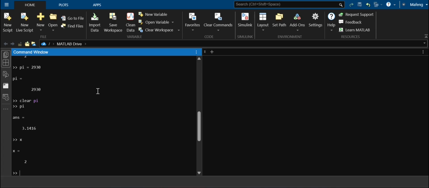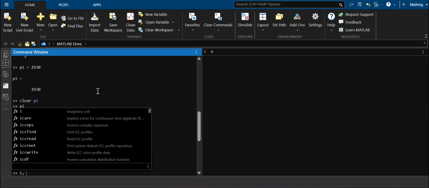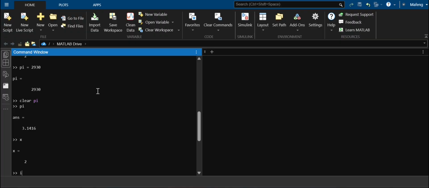Right? So the next one is I or J. I and J. I is the square root of -1. It's the complex variable, right? So I is equal to 0 plus 1i, or I is I, and J is also I, right? So I and J, this is just the square root of -1.